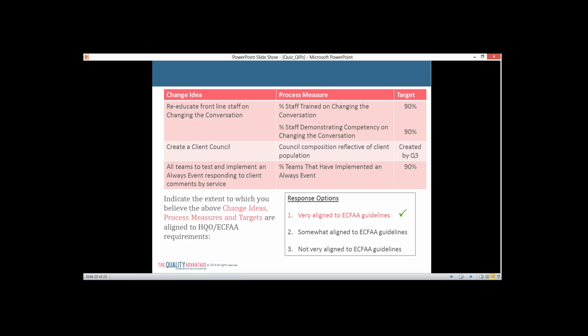That's their target. So it's kind of like a strategic direction, but it's related to the quality agenda, so that's okay. And then the third one is teams testing and implementing always events, responding to client comments by service. And always events are actually a term that I believe was coined by NRC Picker that does standardized client satisfaction surveying. And then the process measure is the percentage of teams that have implemented an always event. So it directly measures the extent to which that change idea has actually been implemented, and the target is where we said it should be.